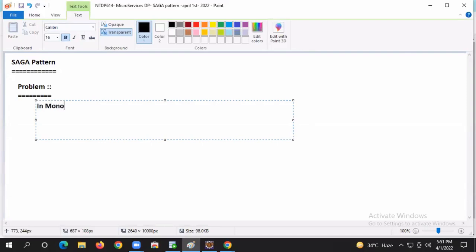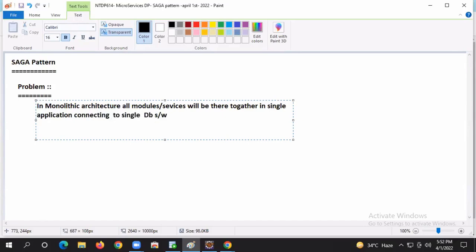In monolithic architecture, all modules or services will be there together in a single application, connecting to a single database software.